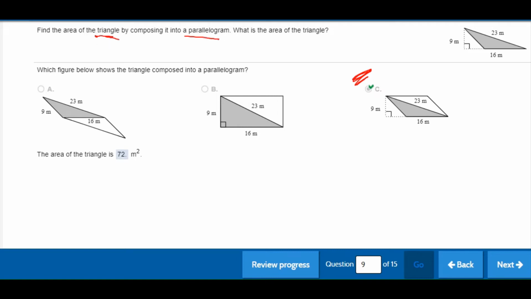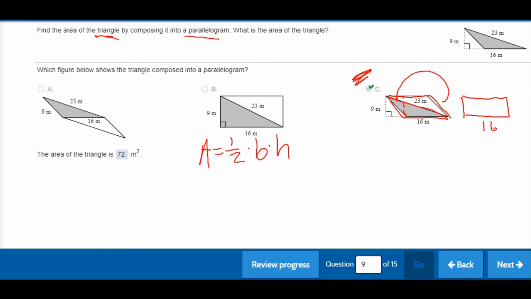Now the formula for a triangle is area equals 1/2 times the base times the height. Why is that the formula? Because when we made a copy and we rotated and composed it, we formed a parallelogram. And if we decompose this parallelogram right here and move this piece here, we're going to get a perfect rectangle with a base of 16 and a height of 9. So this forms a rectangle. So we can build a formula with area equals base times height.